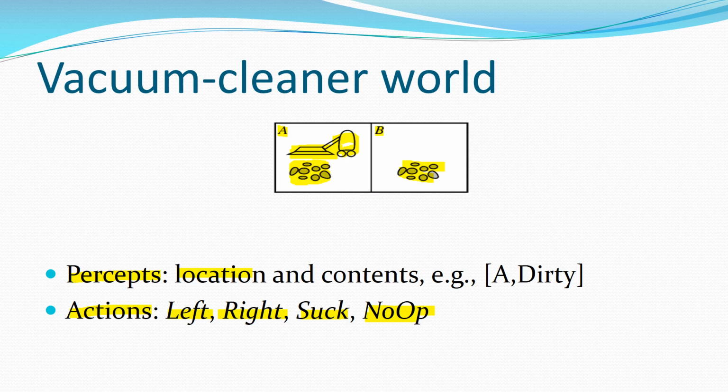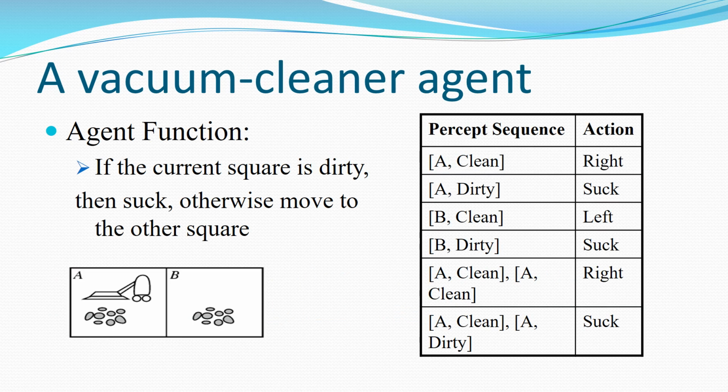We can imagine tabulating the agent function that will describe any given agent. This is a table in which we are going to store the percept sequence and the corresponding action. What is the agent function here? If the current square is dirty, then suck. Otherwise, move to the other square. Here, the table is of course an external characterization of the agent.